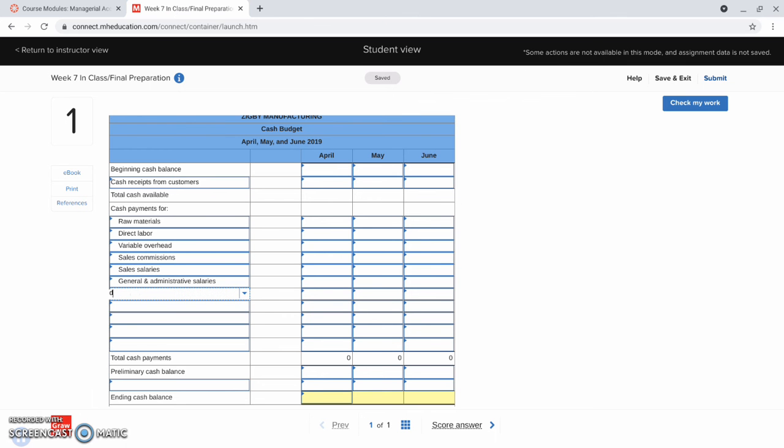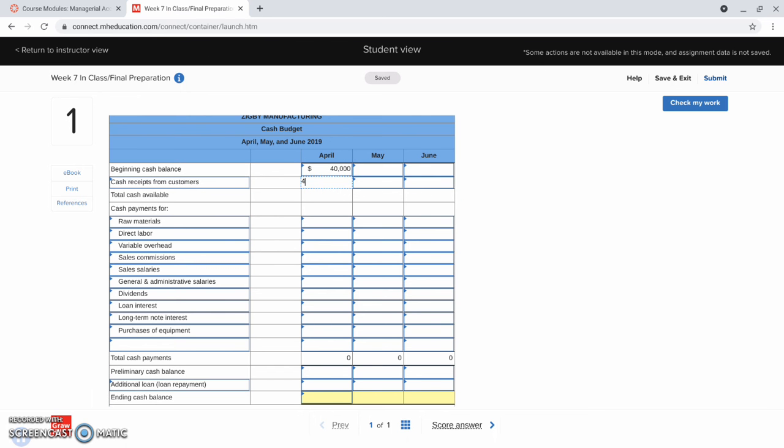General and admin, dividends, loan interest, long-term notes, purchase of equipment, and then down here under preliminary cash balance, we're going to have additional loan repayment. So, beginning cash balance. We're going to start off with $40,000.